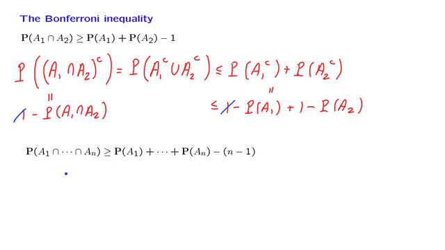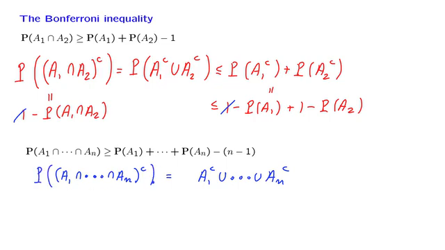How do we prove this relation? Exactly the same way as it was proved for the case of two sets. Namely, instead of looking at this event, we look at the complement of this event, and we use De Morgan's laws to write this complement as the union of the complements. These two are the same sets or events, so they have the same probability. And then we use the union bound to write this as being less than or equal to the sum of the probabilities of all those sets.